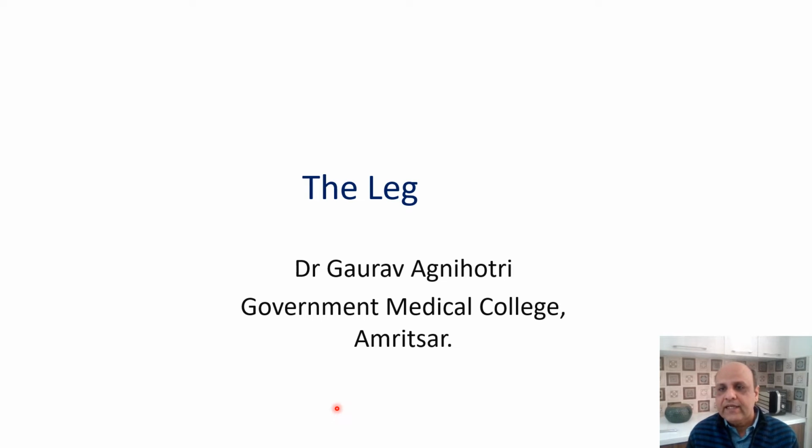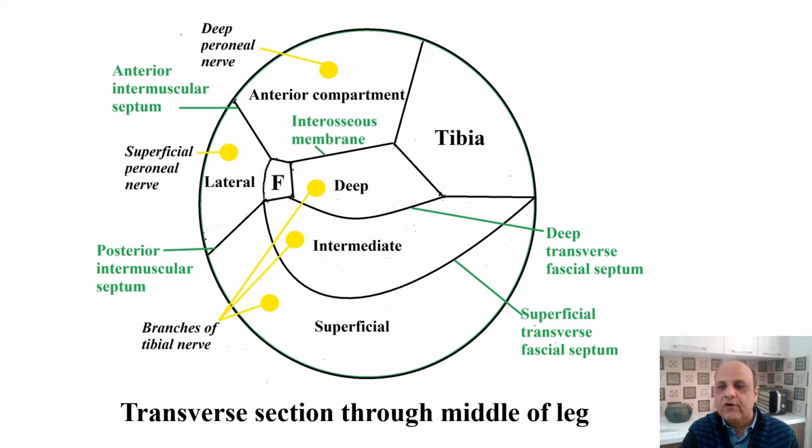Before understanding the different compartments of the leg, we need to study the transverse section through the middle of the leg. So this is the tibia, the medial bone of the leg. This is the fibula, the lateral bone of the leg. To the medial border of the lateral bone and to the lateral border of the medial bone is attached the interosseous membrane, and it separates the anterior compartment of the leg from the posterior compartment of the leg.